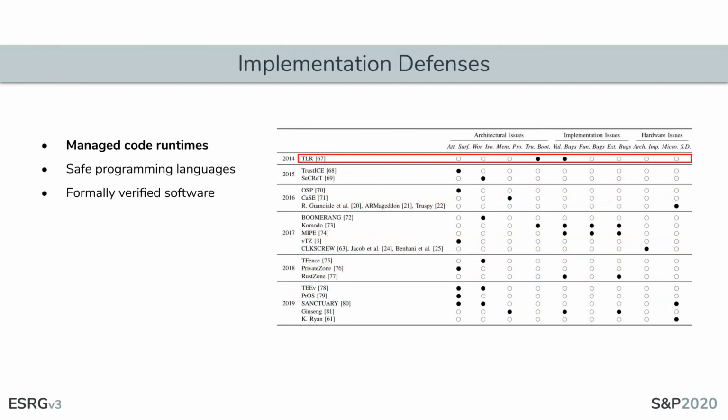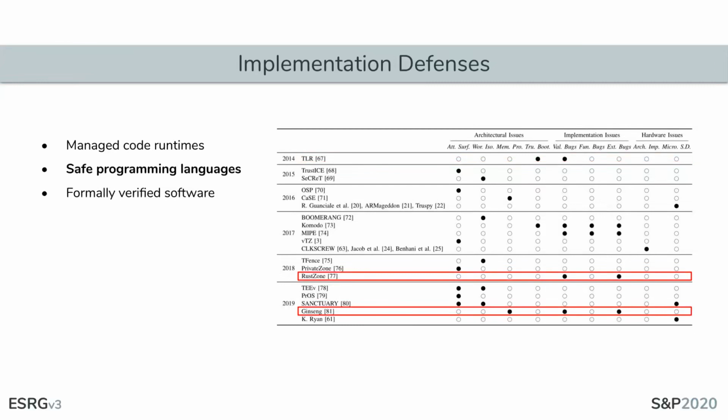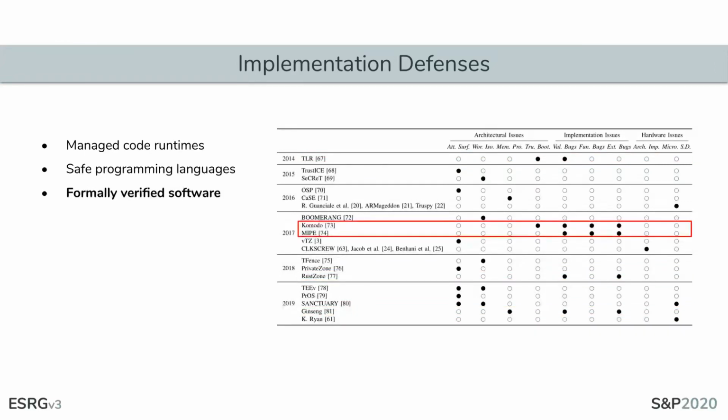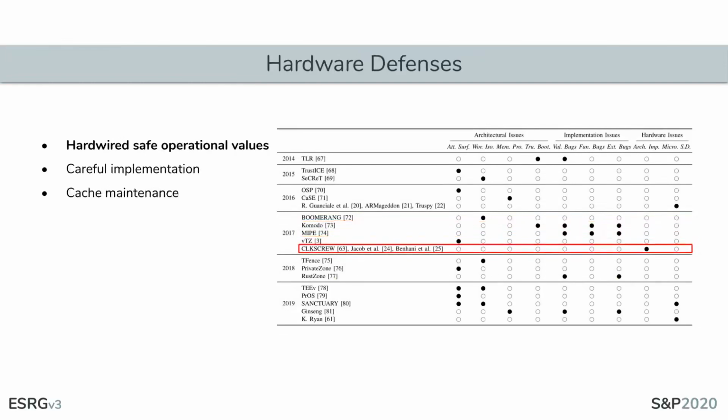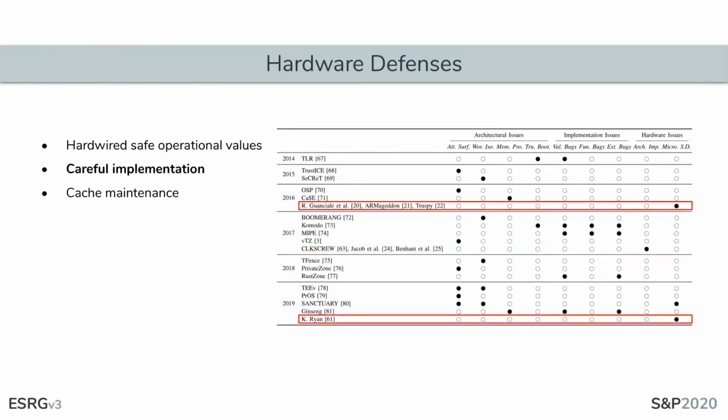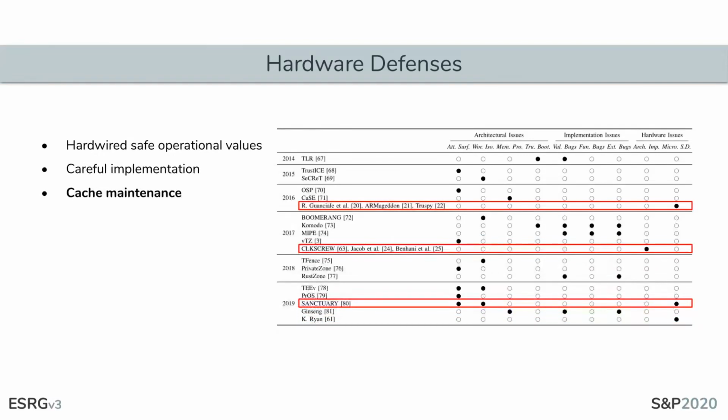Implementation-wise, researchers have proposed the use of managed code runtimes in the secure world and the use of safe programming languages such as Rust to mitigate some of the implementation vulnerabilities in TE software, as well as the use of formally verified software within the secure world. Hardware-wise, to mitigate against energy attacks, safe operational values should be hardwired, for example. As for microarchitectural countermeasures, to prevent cache side channels, researchers propose the careful implementation of security-sensitive operations such as cryptographic algorithms and performing adequate cache maintenance.